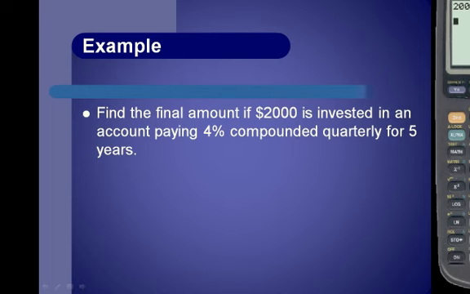For the next example, find the final amount if $2,000 is invested in an account paying 4% and we're compounding it quarterly for 5 years. Well, R again is 0.04. This time, because it's quarterly, that's 4 times a year, so N is 4. P is still $2,000 and T is 5.